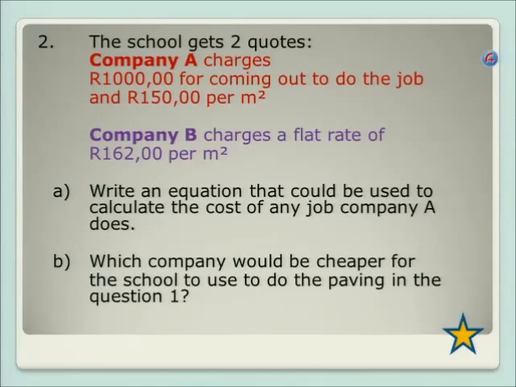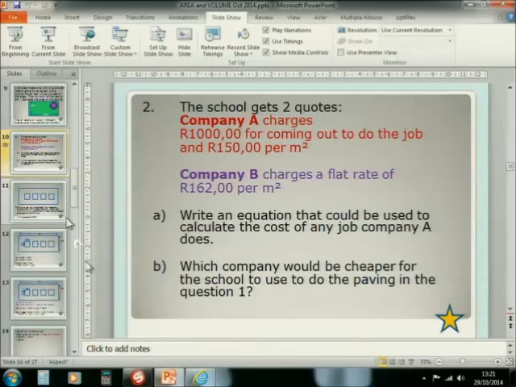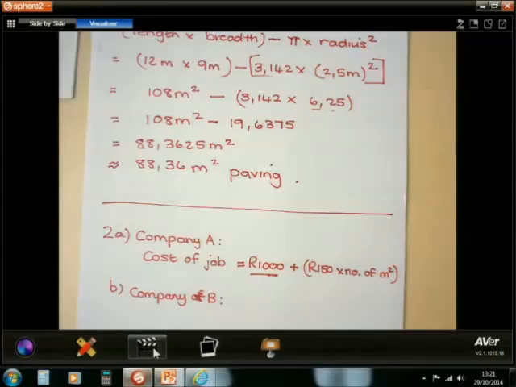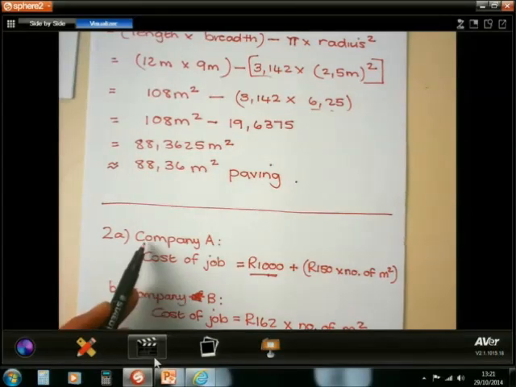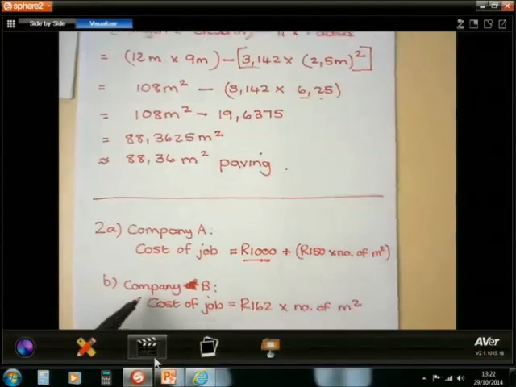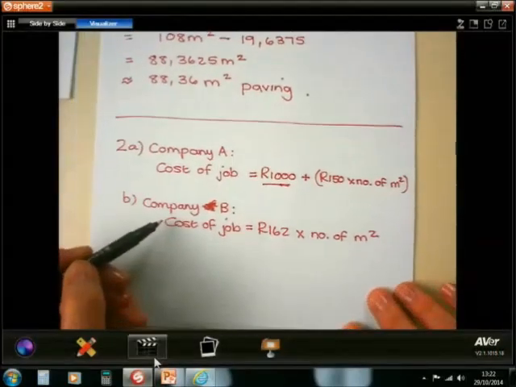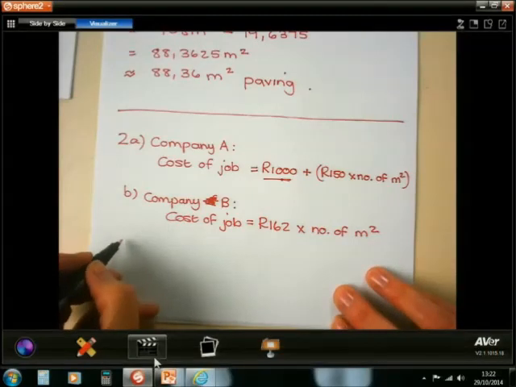Right, Company B, let's write our formula quickly and see if you've got it right. Sorry about the scratching in the middle here, but Company B, the cost of job equals 162 Rand times number of meters squared. So now we've got the formula from question 2A and we've got the formula for Company B. We've got it written down here. So let's see if we can work it out.